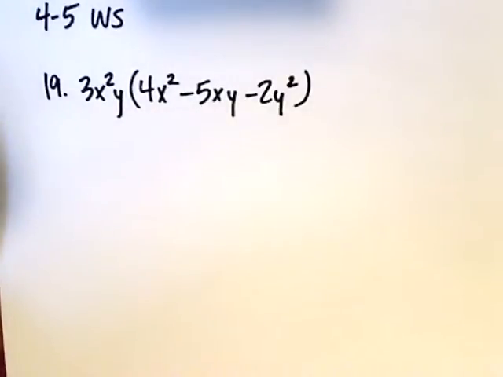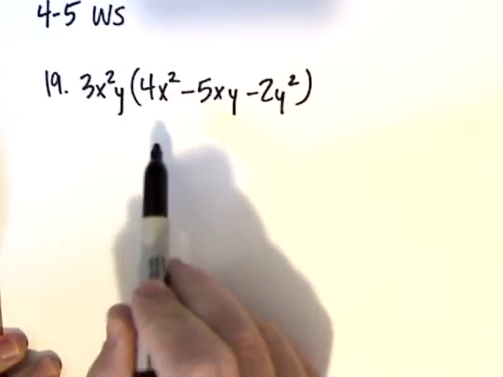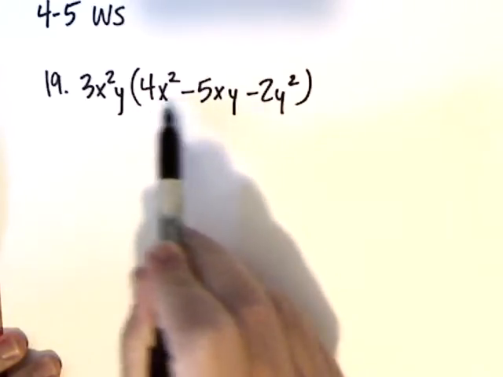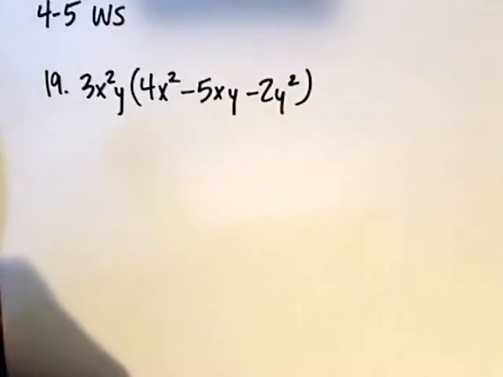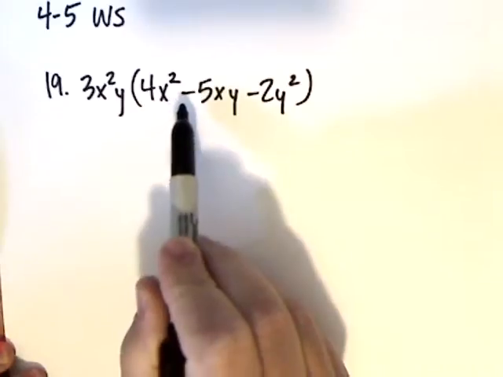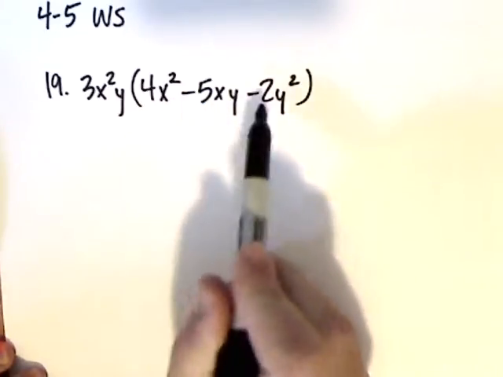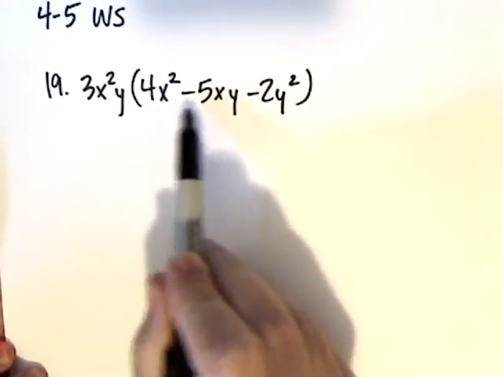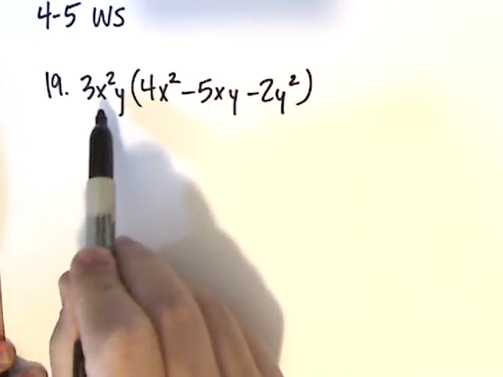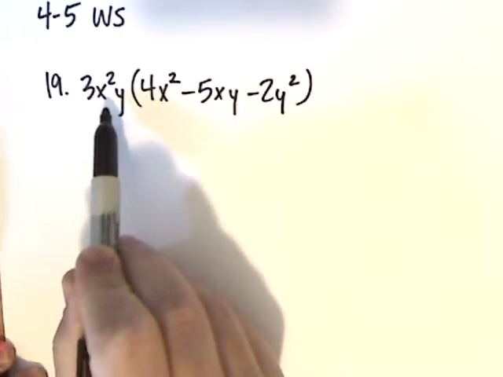For this video, we'll be looking at the 4-5 worksheet and doing number 19. Now for this problem, what we have is a trinomial. Remember, that means three terms put together with either addition or, in this case, subtraction. And we're going to take that trinomial and multiply it by this monomial out here.